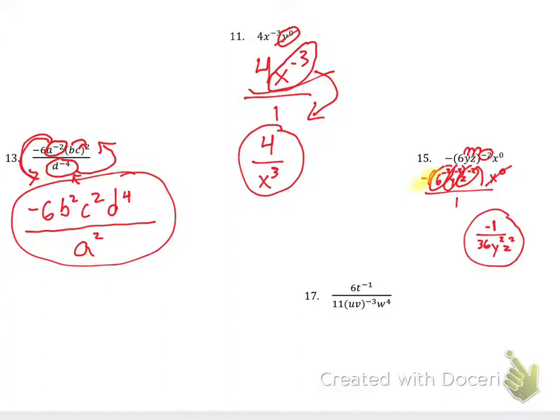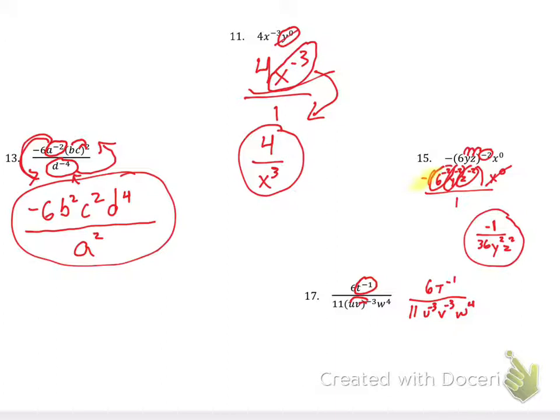All right, same thing with 17. It's a little bit trickier, but we're going to do the same things we did before. What we don't like is the negative exponents here. And then this negative 3 on the bottom goes to the u and the v. So if I rewrote that, it would be 6t to the negative 1 over 11 u to the negative 3rd, v to the negative 3rd, w to the 4th.